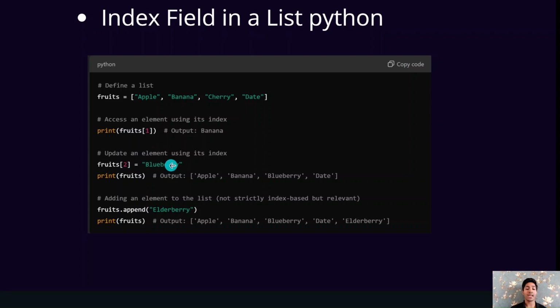Next we have updating an element using its index. Here we have set fruits index 2 to blueberry. So when we print fruits, it will replace the value with blueberry, and our output will be apple, banana, blueberry, and date. Next we can add an element to the list using fruits.append elderberry, in which elderberry will be added at the end of our list. So here will be our output: apple, banana, blueberry, date, and at the end elderberry.